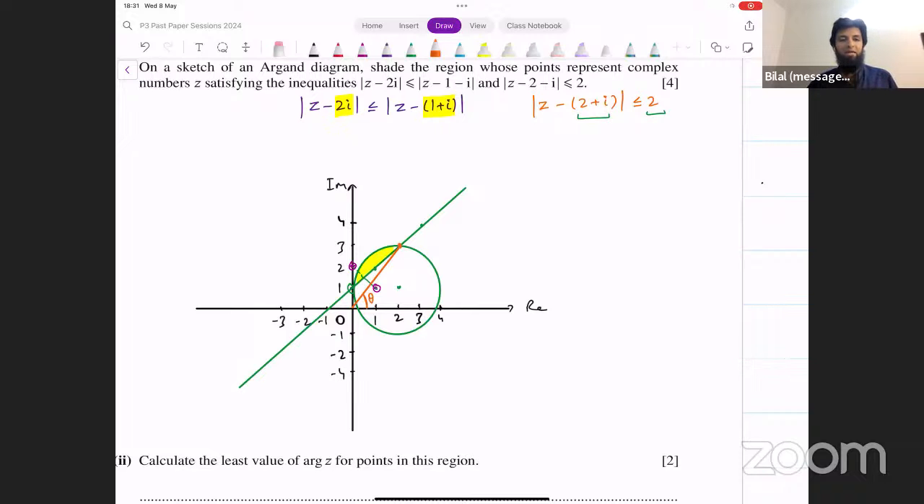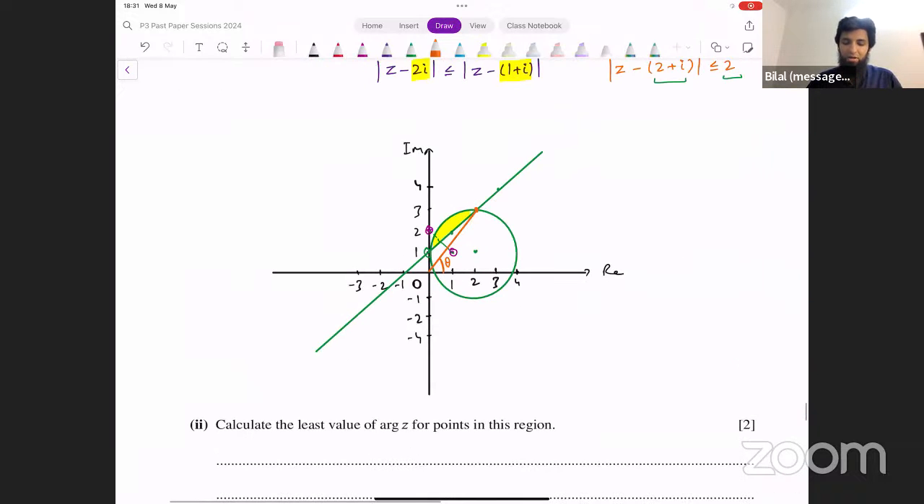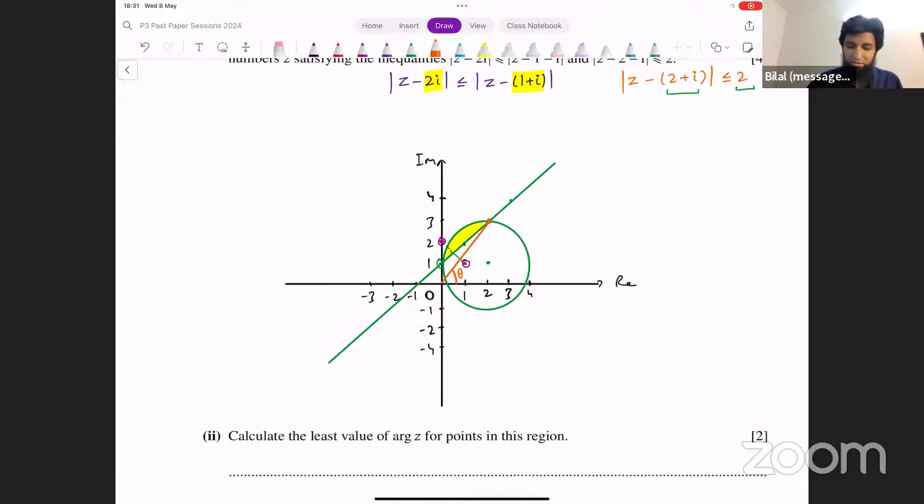Now, how do we find that least argument? The point is we need to figure out what this point is. How do we know what this point is? This point is the point of intersection of that perpendicular bisector and that circle.